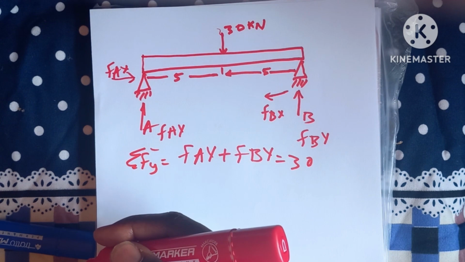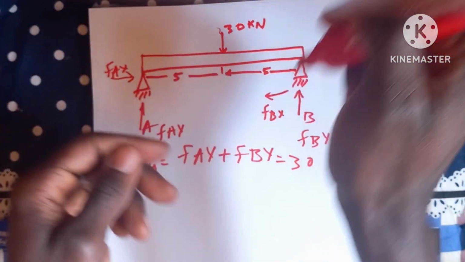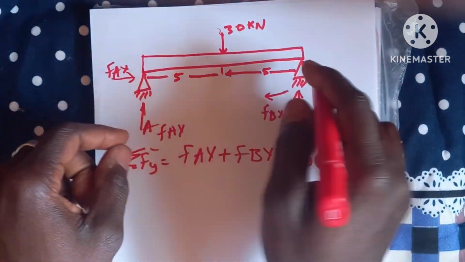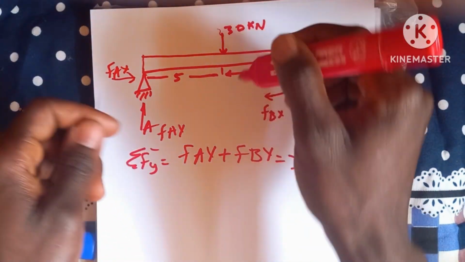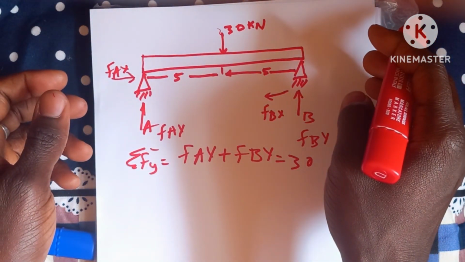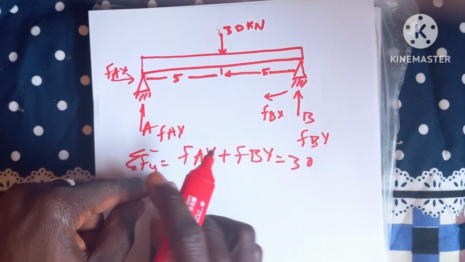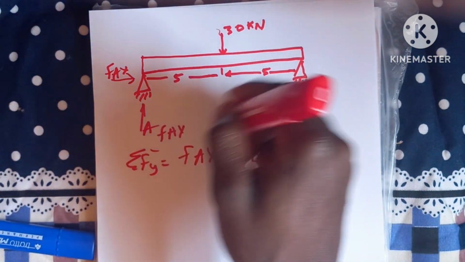I just want you to understand it this way. If there are forces that are pointing up, they should be equal to the forces that are pointing down. We have two forces that are pointing up, so there should be a force that is coming down. So summing them out, now we have this equation. So how can we find the reaction forces here?